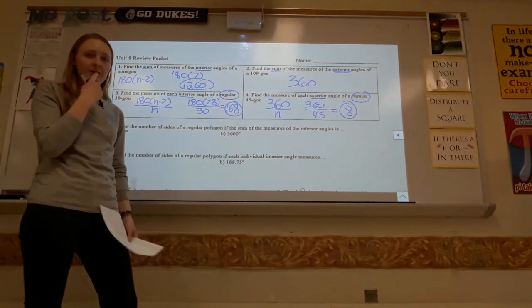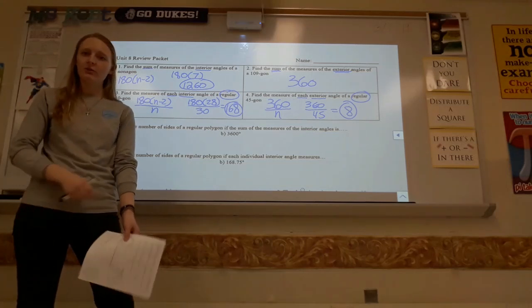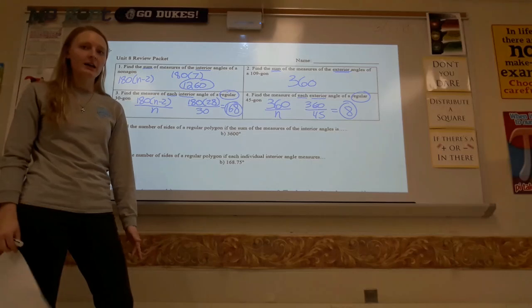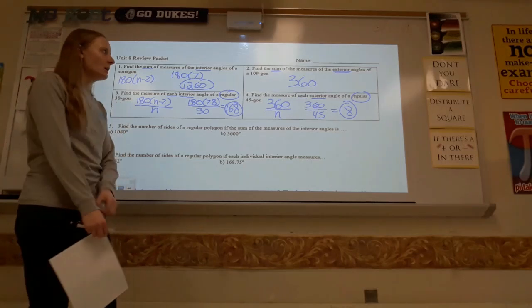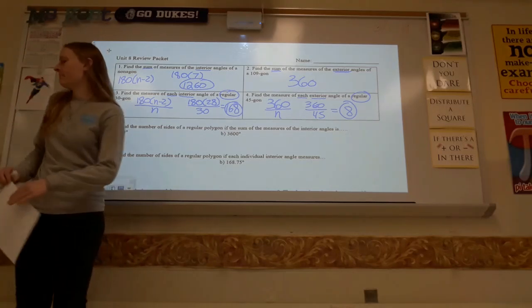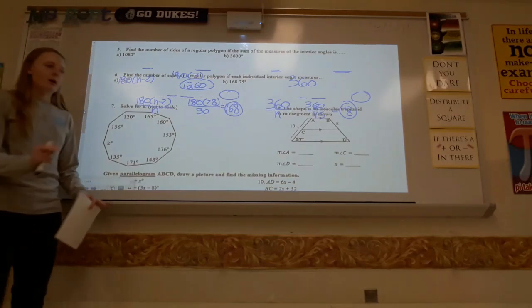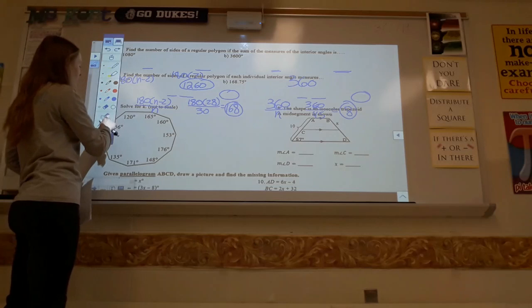So that's really just, it's pretty straightforward. Just know your formulas, know how to plug them in. Remember that n stands for the number of sides or angles, depending what they're asking, and you just plug it in. Now the next questions underneath that, 5 and 6, they're the same type of question, they're just solving backwards.